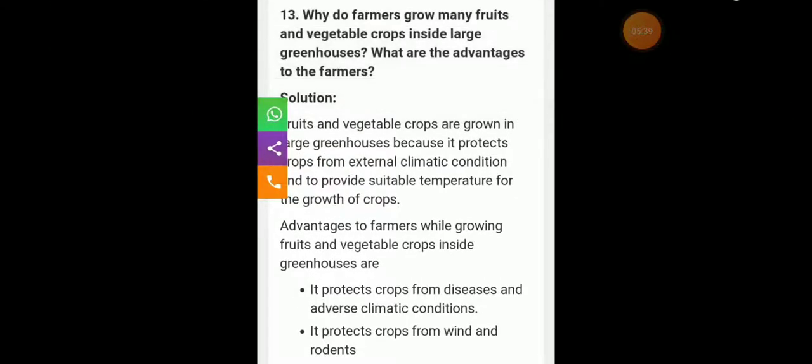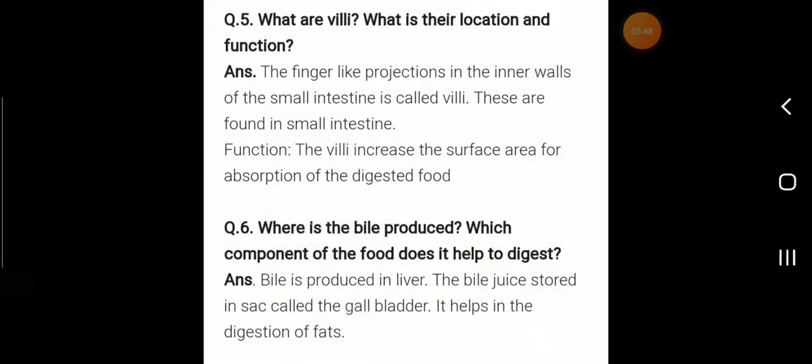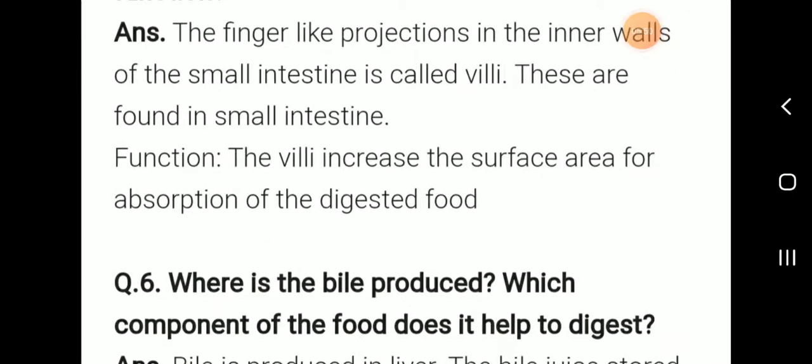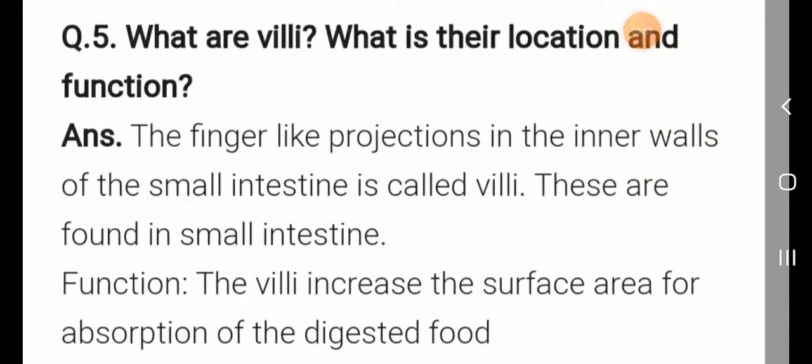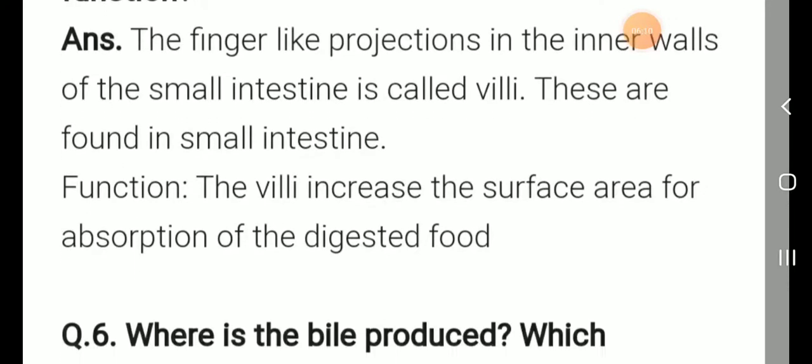Okay. Next, students, listen. That's all, students, for the first chapter. Then the next chapter, Nutrition in Animals, the second chapter. Listen. What are villi? What are their locations and functions? The finger-like projections in the inner walls of the small intestine are called villi. These are found in the small intestine.